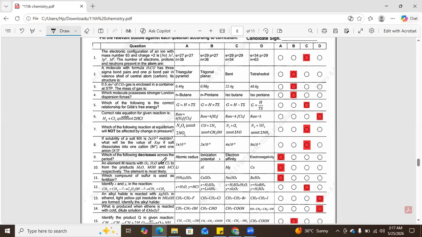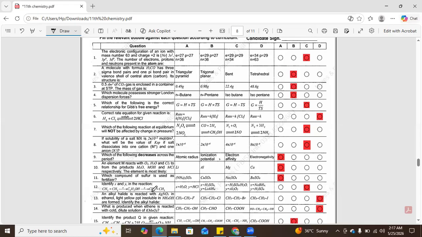Which of the following decreases across the period? Atomic radius. An element M reacts with O2, H2O, and Cl2 to form the products M2O, MOH, and MCl respectively. The element is most likely lithium. Which compound of sulfur is used as fertilizer? (NH4)2SO4. A is the right answer.